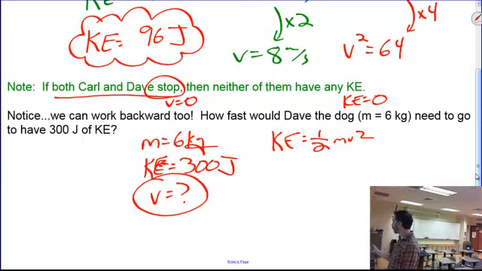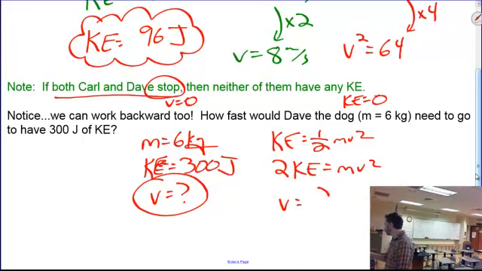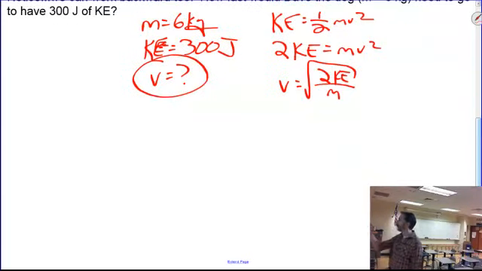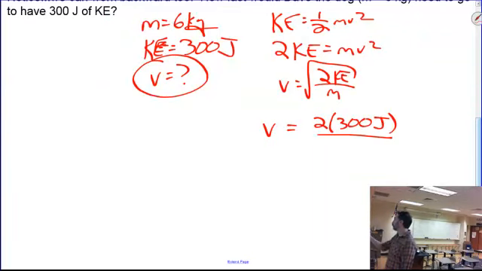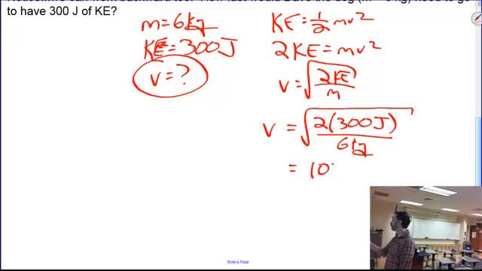So to algebraify this and solve for v, we got to multiply by 2, so you get 2KE equals mv squared. Divide both sides by m, and then take the square root. And you get v equals the square root of 2KE over m, okay? That is not an equation that I'll give you on an equation sheet, but like I say, it comes up fairly often, so you'll probably memorize it anyway. So his velocity is going to be the square root of 2 times 300 joules divided by 6 kilograms. This ends up giving you 10 meters a second. All right? So there we go.